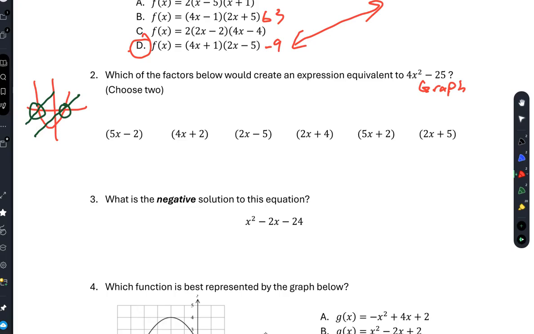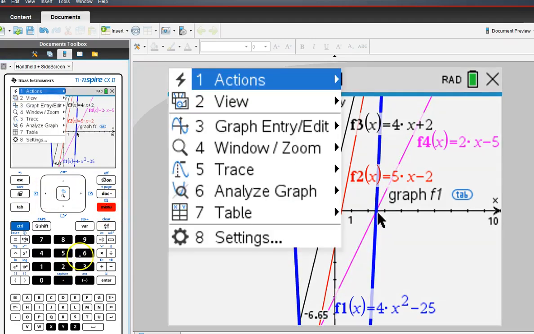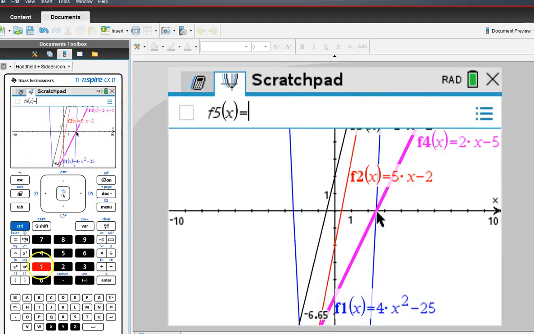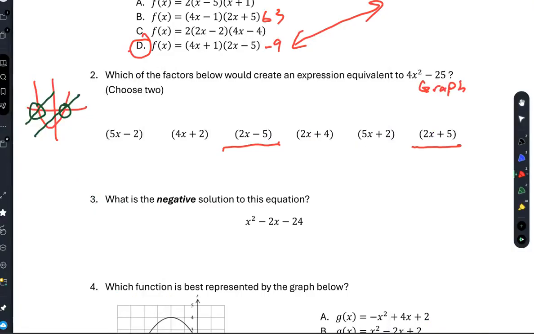So I'm going to go to my paper. The 2x minus 5 works. Let's try the opposite of 2x minus 5. Let's try 2x plus 5. So I'm going to go to my calculator, hit tab, menu, graph, function, and then 2x plus 5, hit enter. Notice that the green and the pink lines go through the parabola at the x-intercepts. So those are the 2 answers, okay? So I'm going back to my paper. This one and this one are the factors.